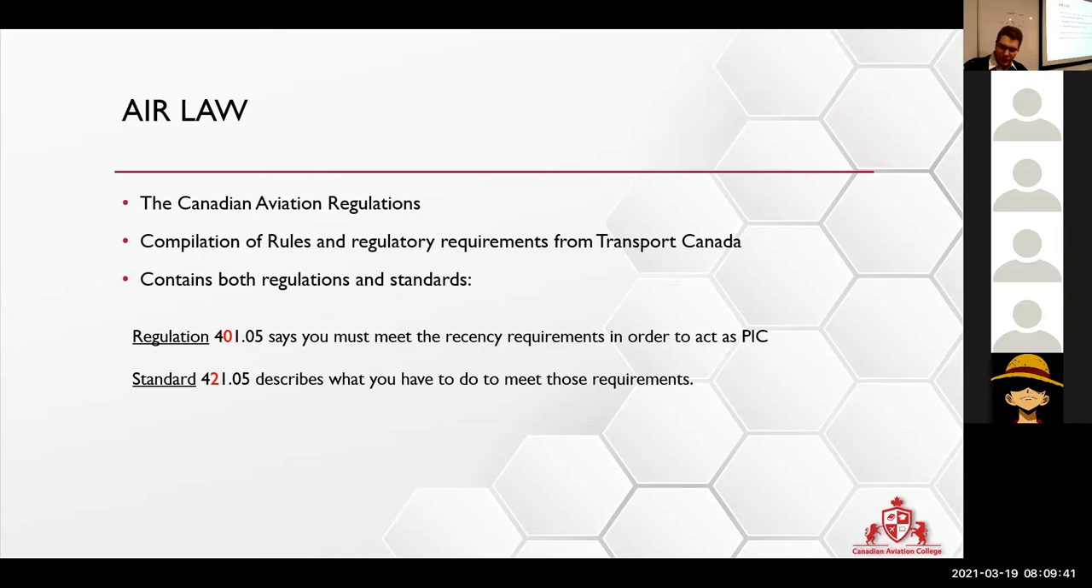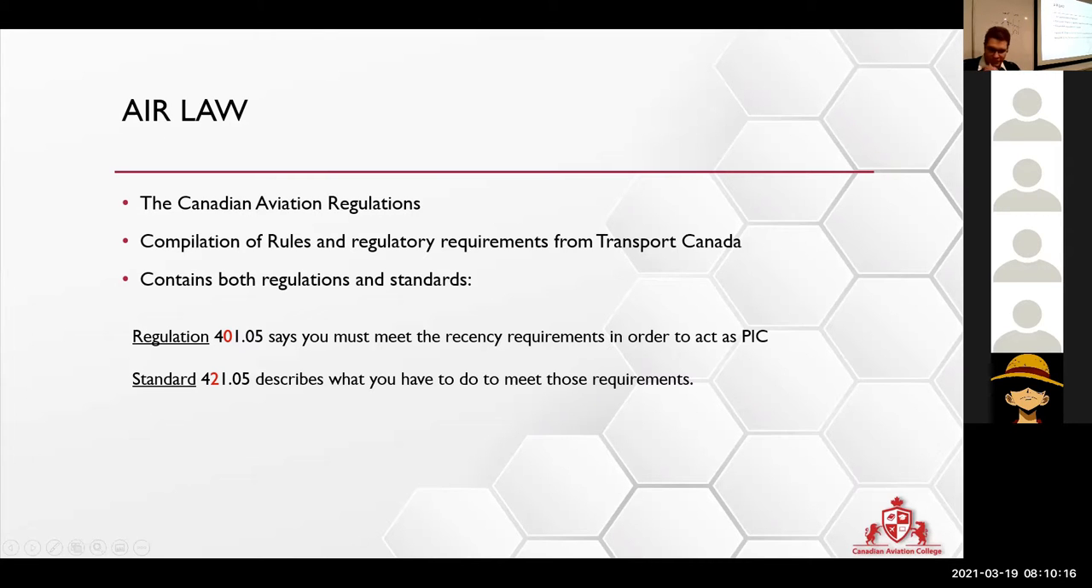Now, the regulations are divided into many, many parts. Those parts you do not have to remember. It's not going to be on your exam. Where can you find the requirement for the pilot in command? They will not ask you anything like that, so don't worry about it. But if you don't understand something, just let me know.